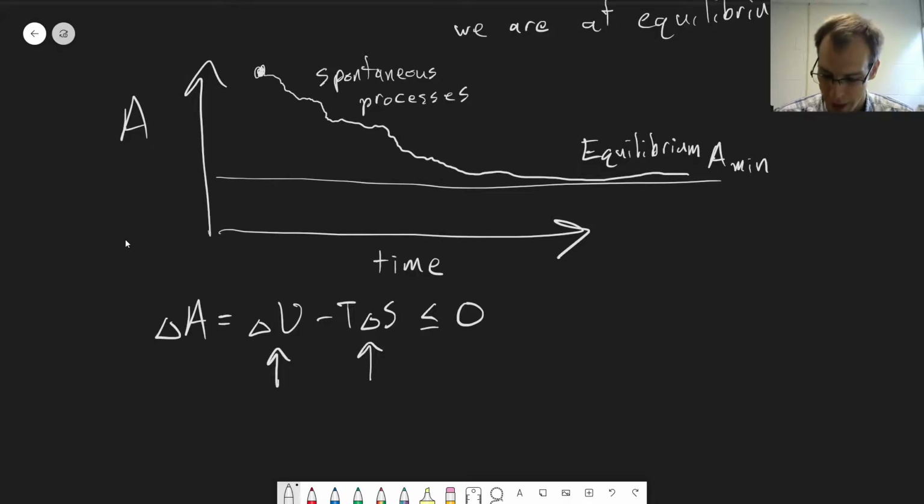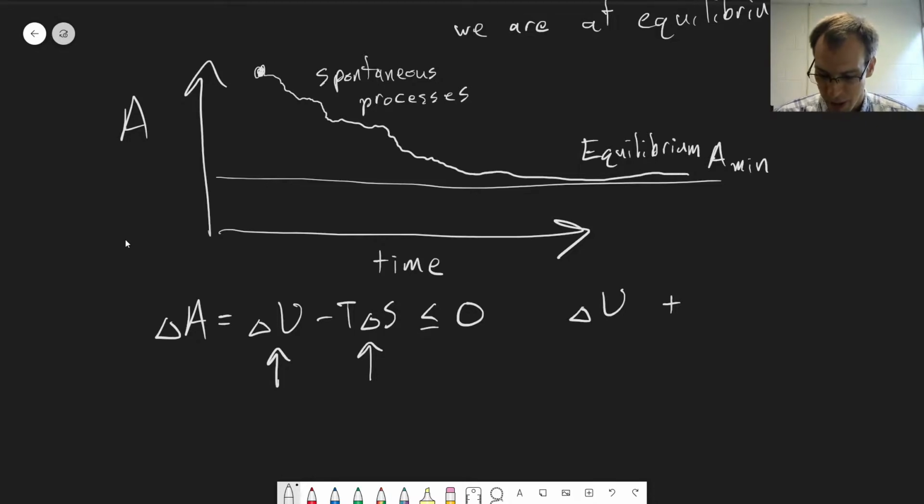So for example, if we have a process where the internal energy increases, if delta U is positive, could that process be spontaneous? I want you to pause and think about that for a minute. Okay, hopefully you thought about that.